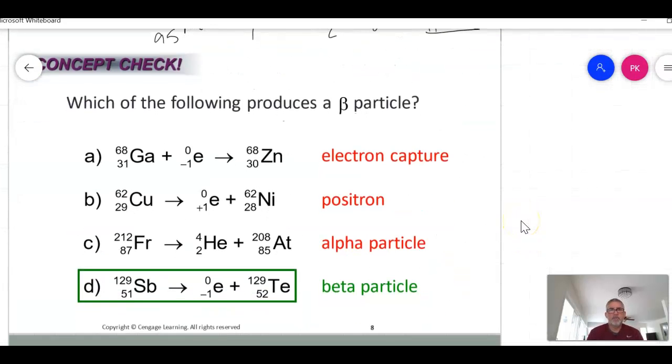All right, so which of the following produces a beta particle? Right, so if you look at this, this is just a concept check. So a beta particle produced is emission, right? So it's not this one, because this would be capture, right? So since that's capture, it doesn't work. This one right here is a positron, right? So again, that doesn't work. In C, there is no beta particle, right? And in D, right, we have an actual beta particle, right?